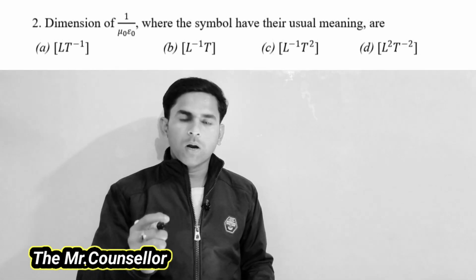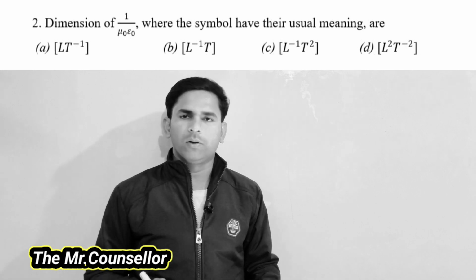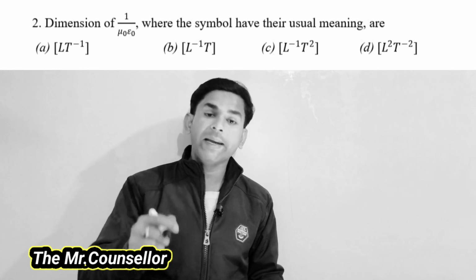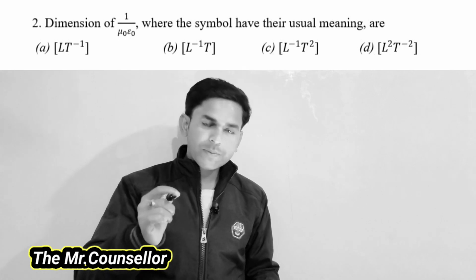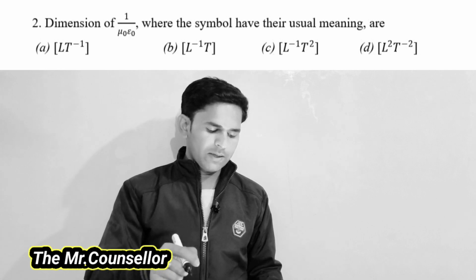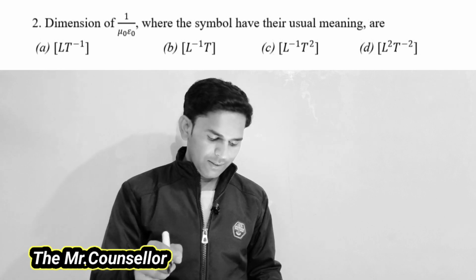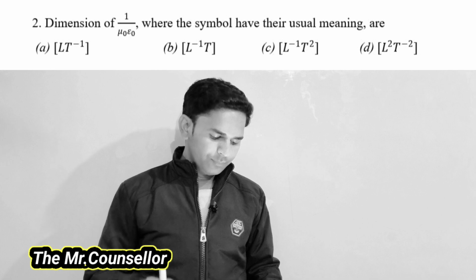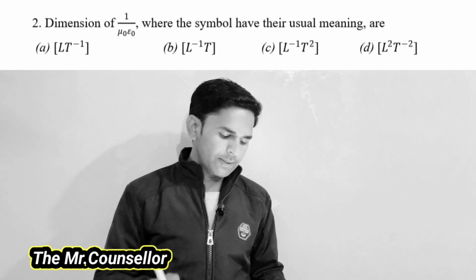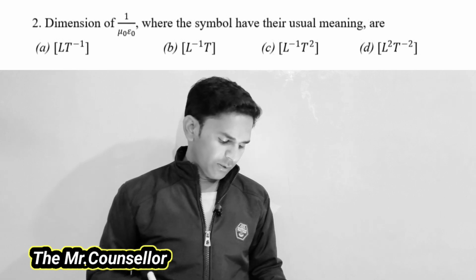Dimensions of 1 upon mu naught epsilon naught, where symbols have their usual meaning, are: Option A, LT minus 1. Option B, L minus 1 T. Option C, L minus 2 T square. Option D, L square T minus 2.